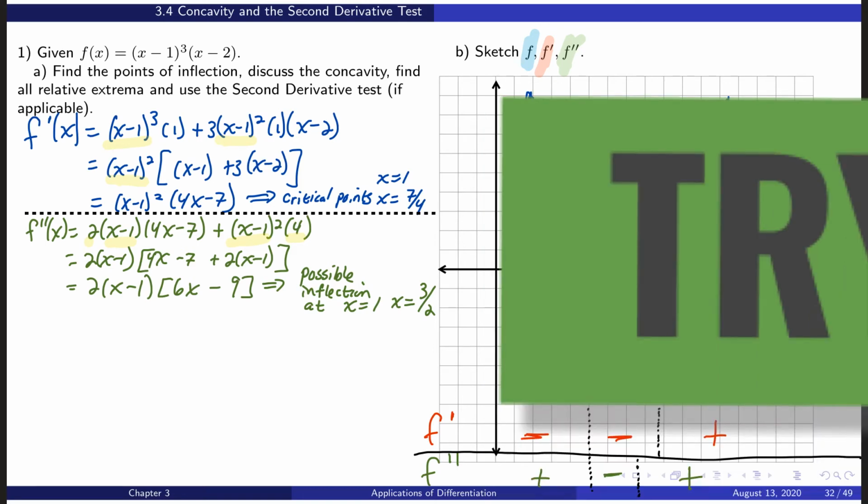Here's the table. The first derivative is negative until you hit the critical point of 1. It's negative between 1 and 7/4, and then the first derivative is positive above 7/4. The second derivative is positive until you hit 1, negative between 1 and 1.5, and then positive past that. Now take that information and the roots and try and plot the function first with decreasing, decreasing, increasing, and then concave up, concave down, concave up. Make a sketch for f.